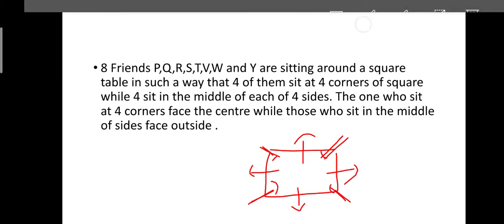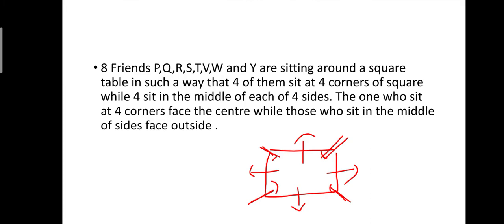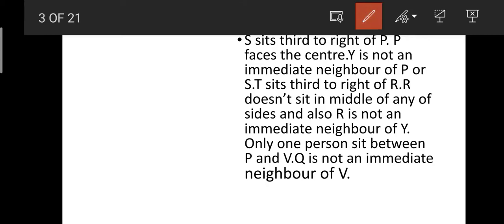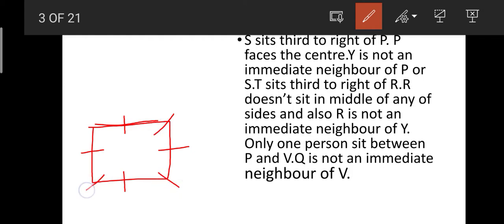Now we will be moving to our next part, that is the basic information they have given us. Once again we will draw our layout. This is the square, 4 persons sitting at the corners and 4 persons in the middle of the sides. The persons sitting at the corners are facing the center, and the persons sitting in the middle are facing outside. Is this okay for you? Now we will go through the basic information.